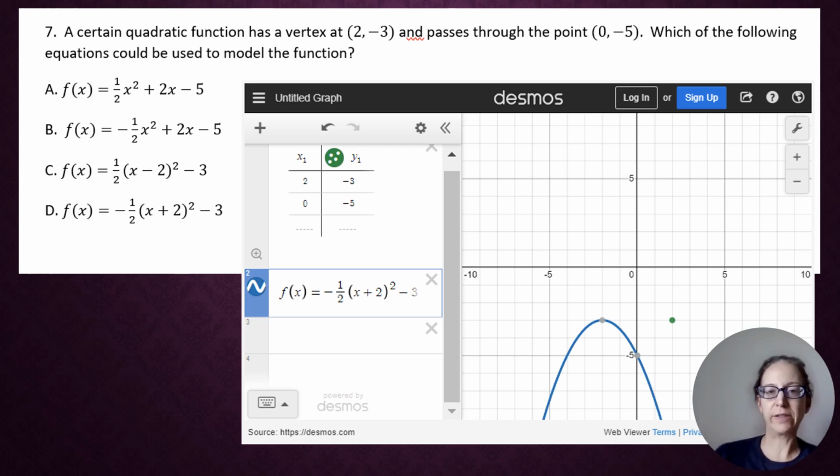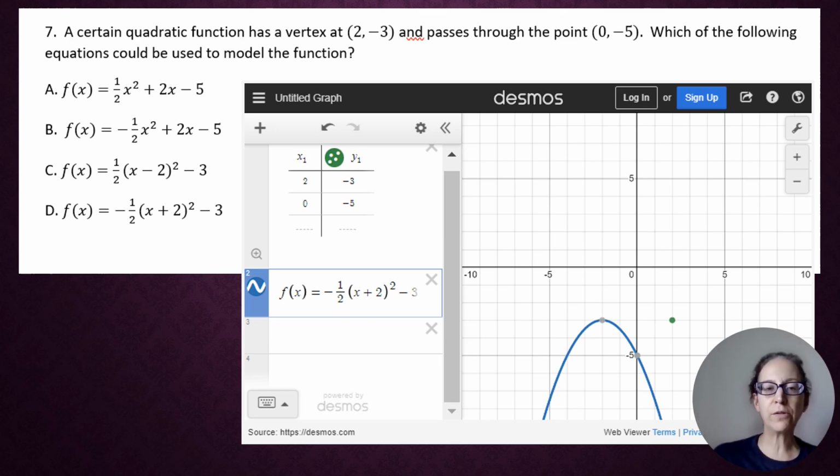All right, so let's take a look. Now to do this, either way, we need to get both of those points onto our graph. So I'm going to click my add item, and I'm going to click table, and I'm going to go ahead and put in (2, -3) and (0, -5). Now, the first way that we can do this is by using a regression.